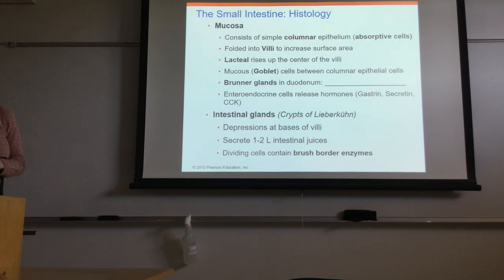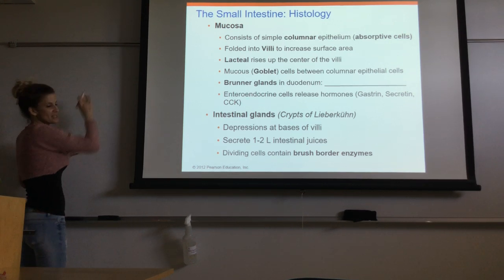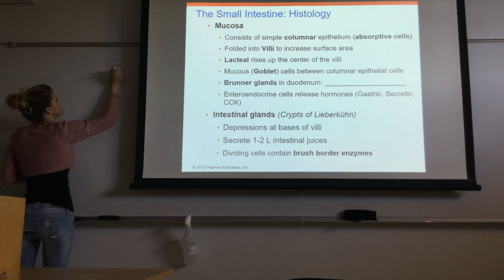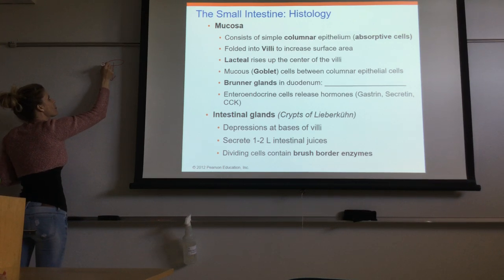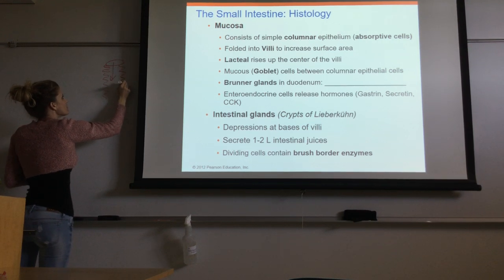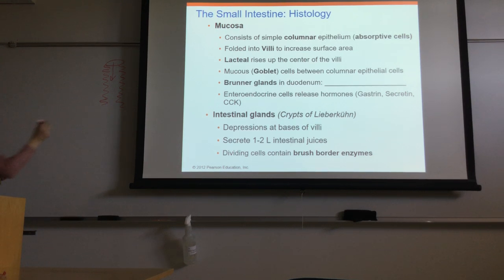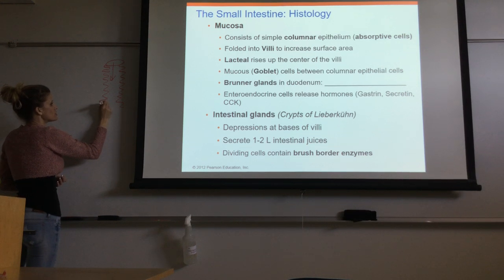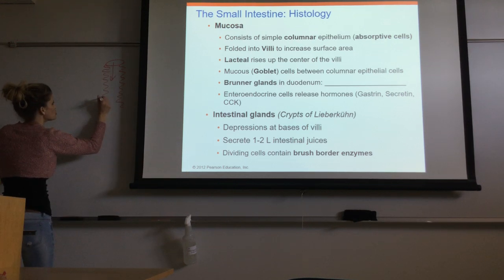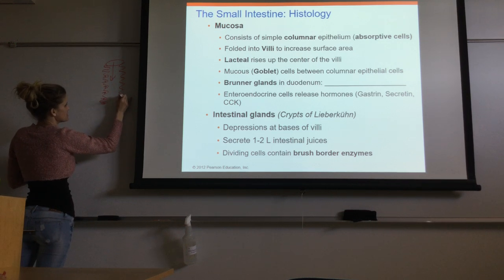When we look at the small intestine, we see that the mucosa is folded into this really distinct pattern. This is only in the small intestine. It's not present anywhere else in the GI tract. If this is the lumen that the food is passing through, the mucosa of the small intestine is folded like this. It's not flat. It's folded into all of these finger-like projections. And we call these villi. Villi is plural, a villus is just one. So each one of these little finger-like projections of the mucosa is called a villus.